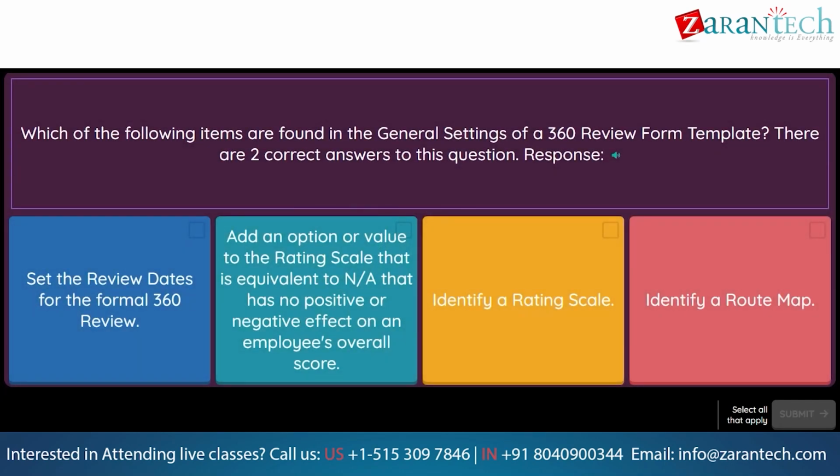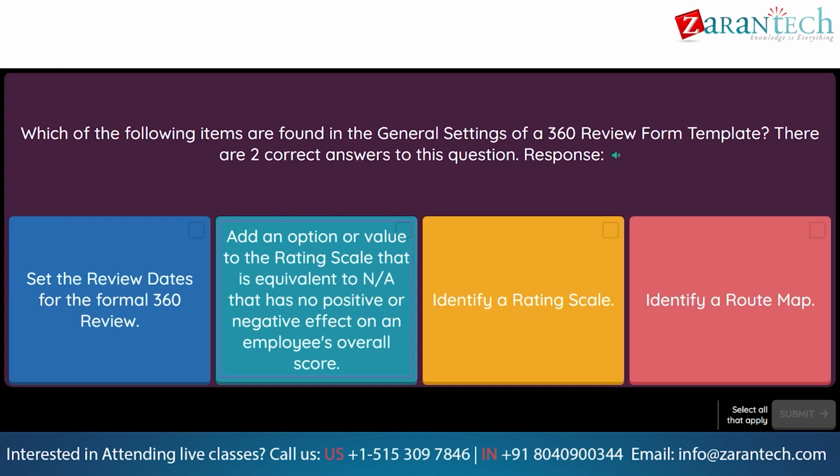Question: which of the following items are found in the general settings of a 360 review form template? There are 2 correct answers to this question. Response: Option 1, set the review dates for the formal 360 review. Option 2, add an option or value to the rating scale that is equivalent to N/A that has no positive or negative effect on an employee's overall score. Option 3, identify a rating scale. Option 4, identify a route map.